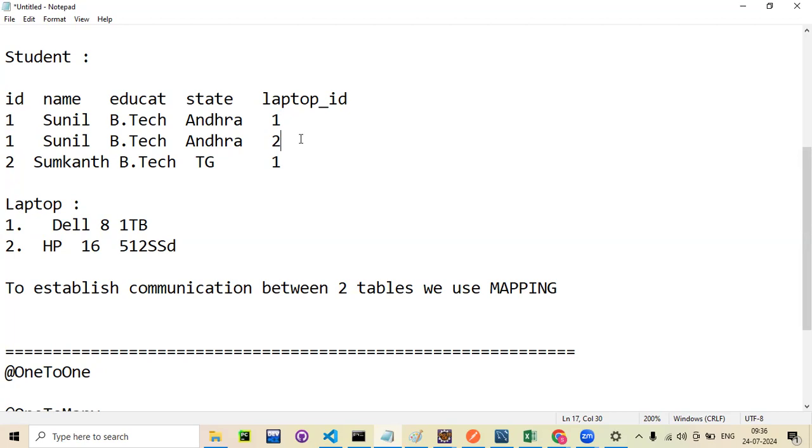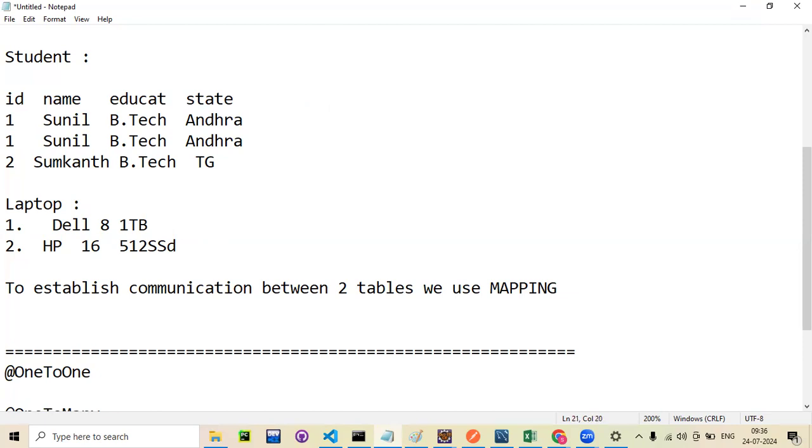See, what is there to think that much, Sumant? Simply add one column from the laptop side, the person ID. We attach the person ID at the laptop level.